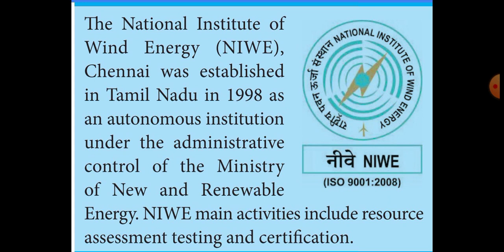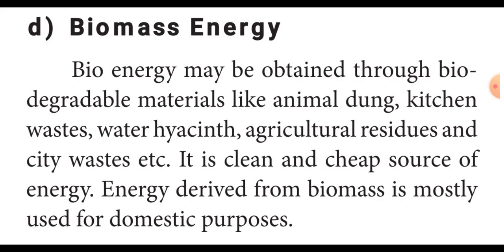Then the next one is biomass energy. Biomass energy is obtained through biodegradable materials, for example animal dung, kitchen waste, water hyacinth, agricultural residues, and city waste. Through these things, they are producing biomass energy.